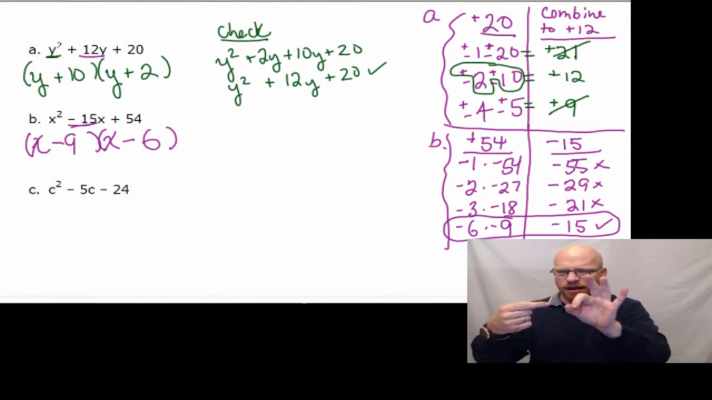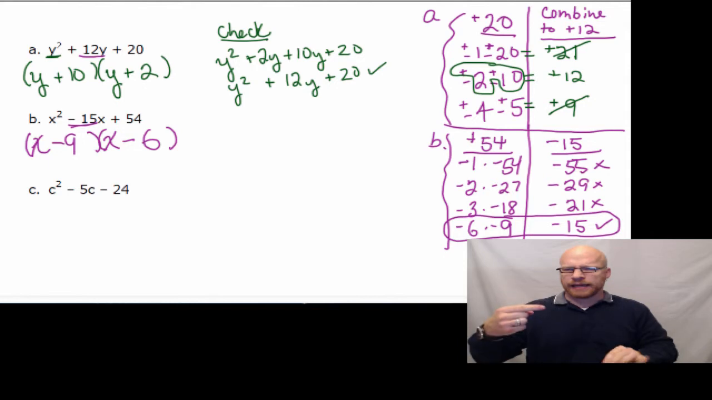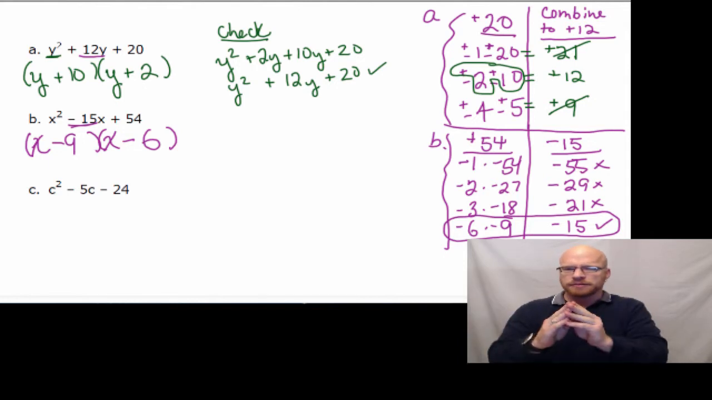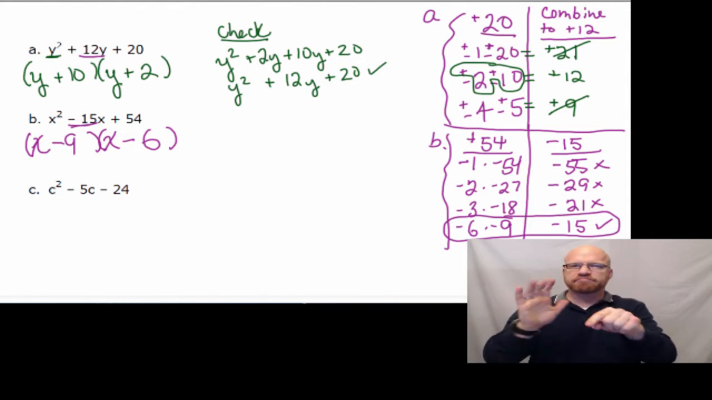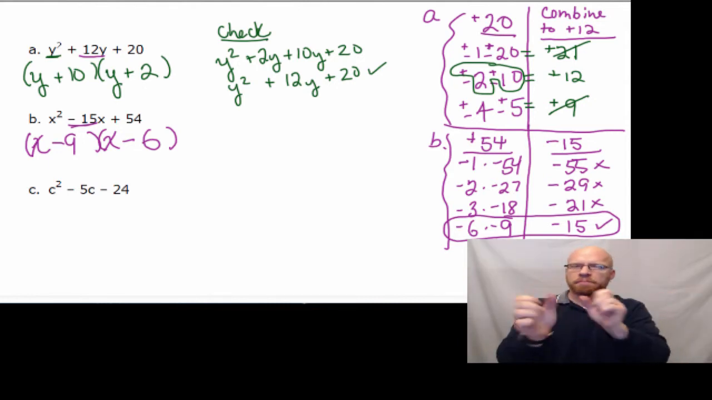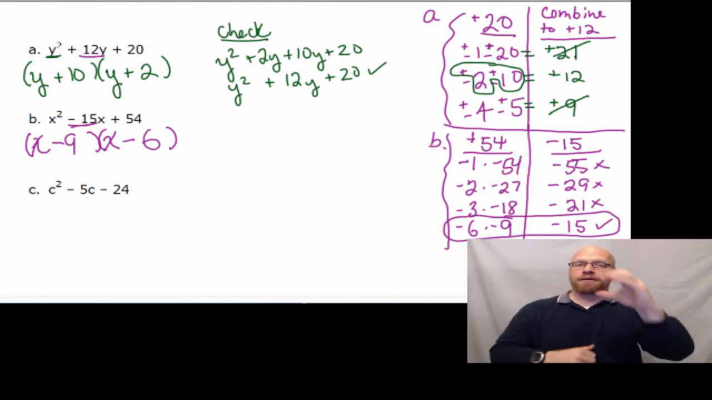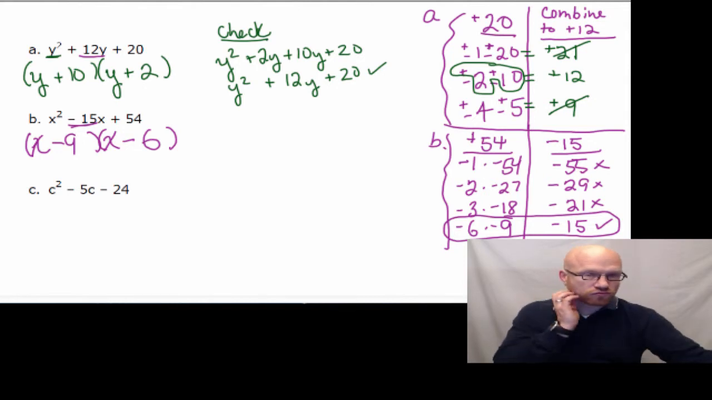Now we could check it by saying negative 9 times negative 6 is positive 54. Negative 9 plus negative 6 is negative 15. Good to go. We should check it by multiplying it through to make sure it works out that way, like we did in example A. I'll leave that for you. Now C.